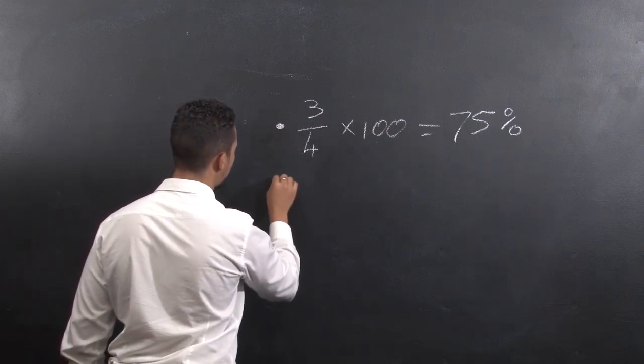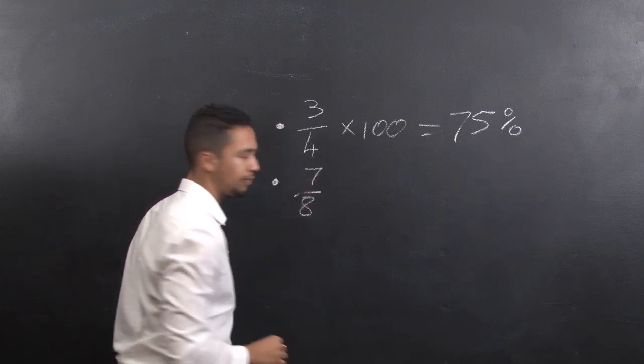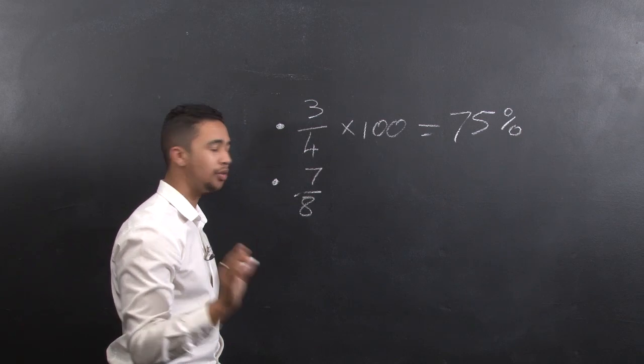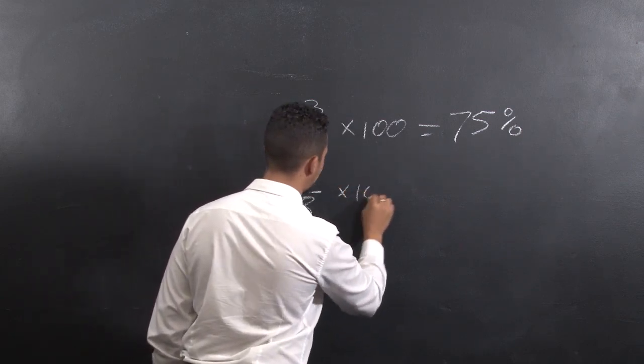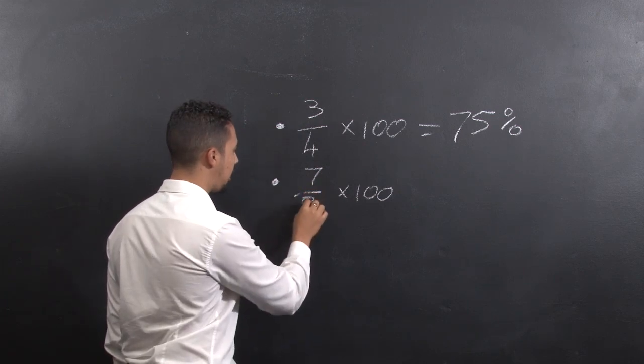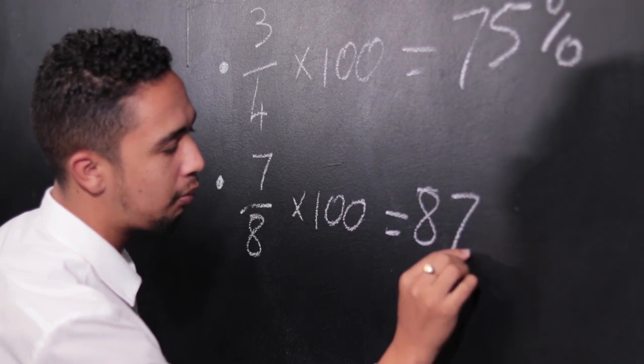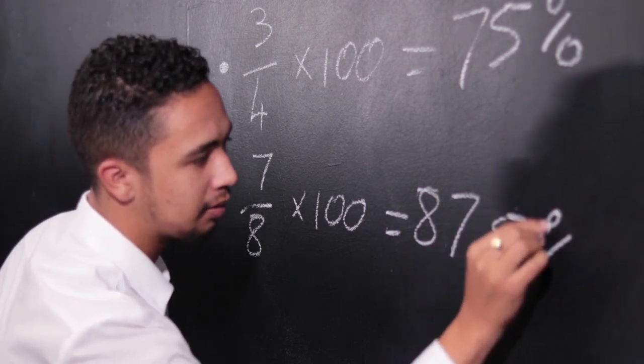Let's look at another example. 7 over 8. Remember, times by 100. Punch that into your calculator. 7 divided by 8 times 100 will give you 87.5%.